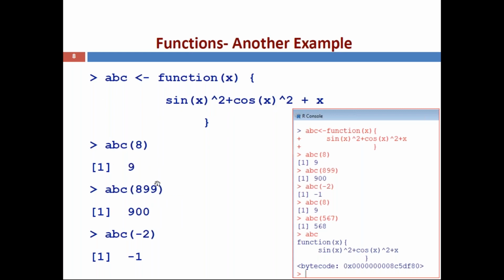Similarly, another input, x is 899. Then it calculates sine of 899 power 2 plus cos of 899 power 2 plus 899. So here we are getting 0 plus 1, you are getting this one plus 899. So you are getting 900. Then if we give another value, x as minus 2, then sine of minus 2 power 2 plus cos of minus 2 power 2 plus x, which is minus 2. Then the final output is minus 1. So this is another example of a function. We will also execute this function.